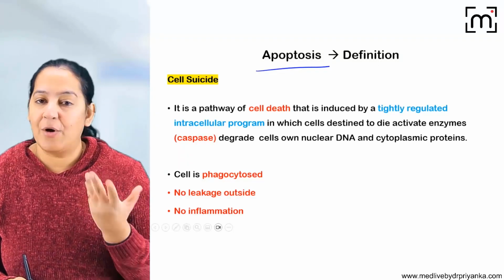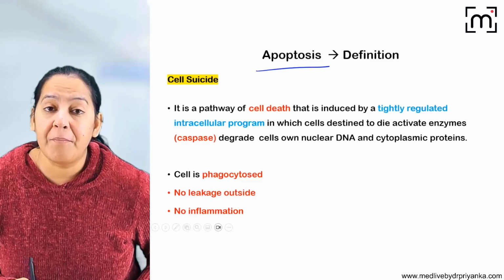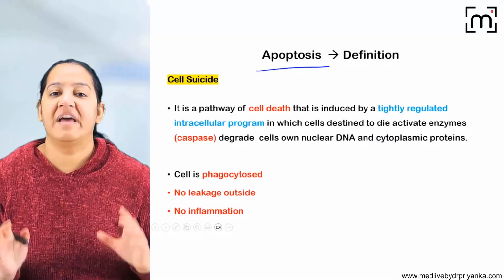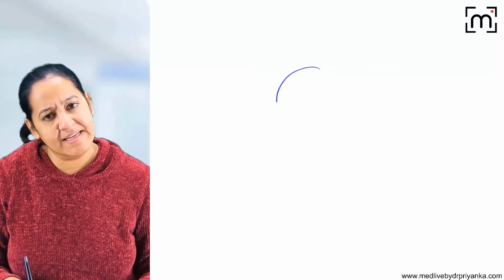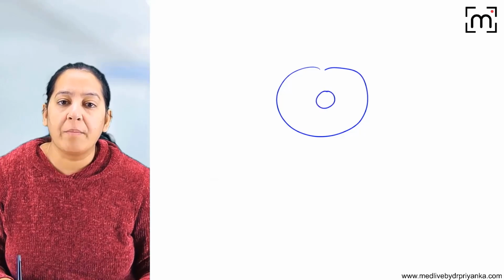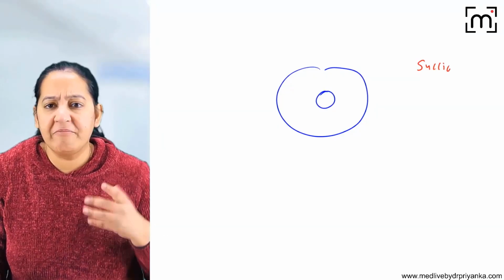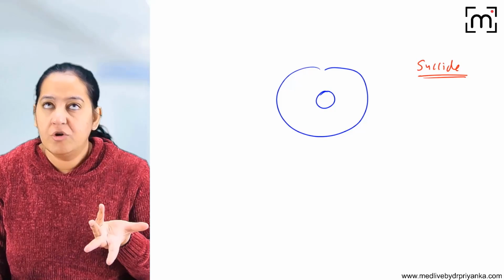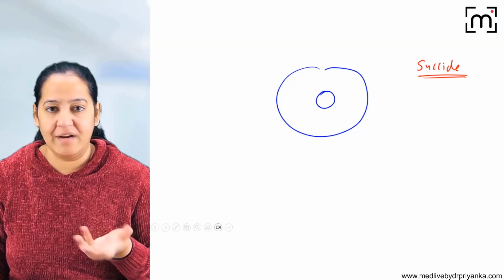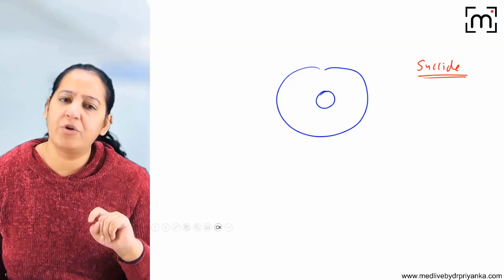So apoptosis, how to define apoptosis? What's the definition of apoptosis? Now this is a cell. Whenever any cell in the human body wants to commit suicide, this cell wants to commit suicide. You may be thinking, ma'am, why does this cell want to commit suicide? Nobody likes to commit suicide. No, I do not want to commit suicide. Why does a cell want to commit suicide?